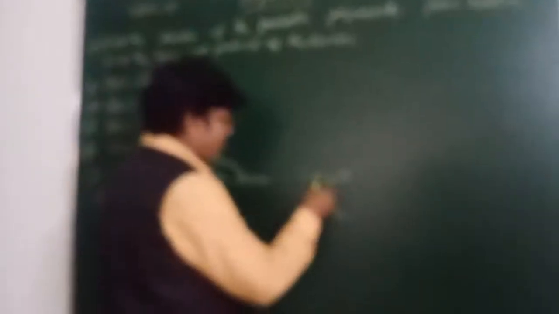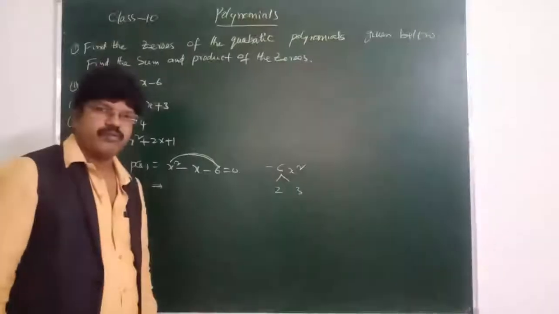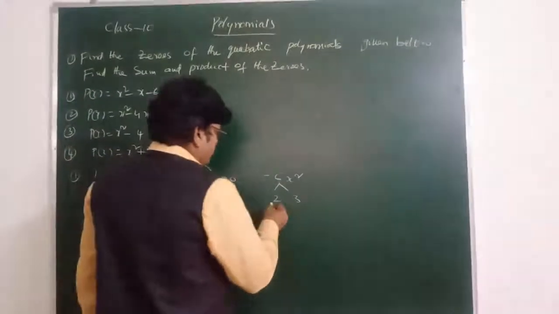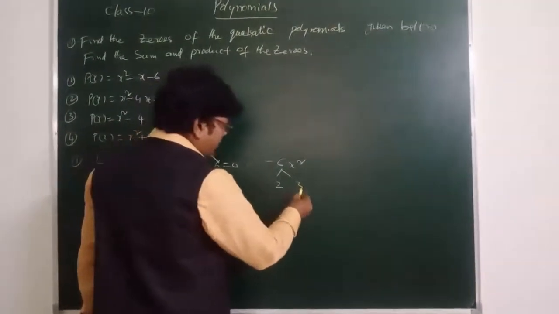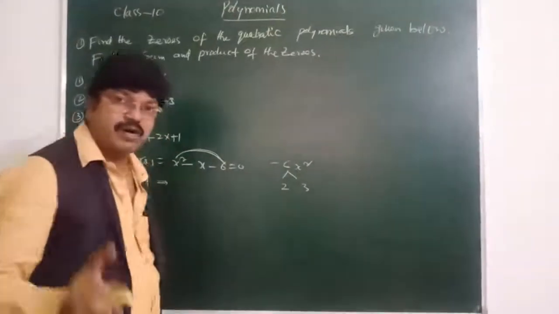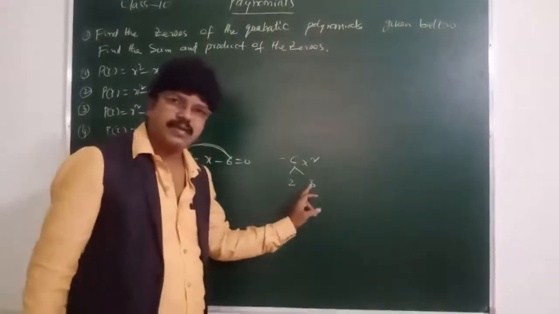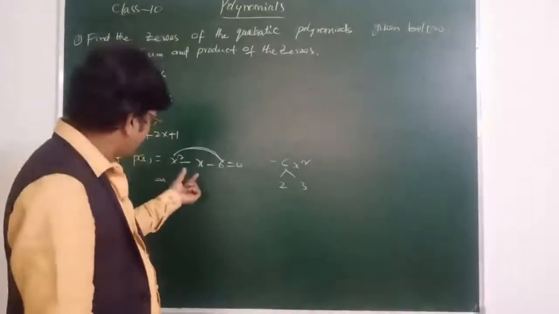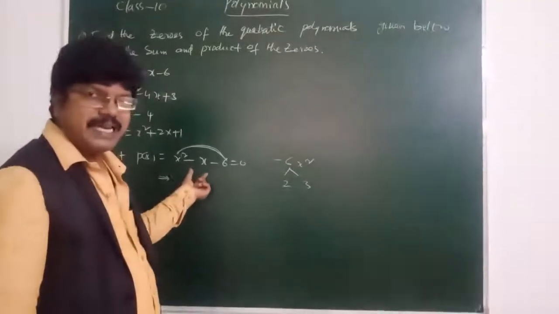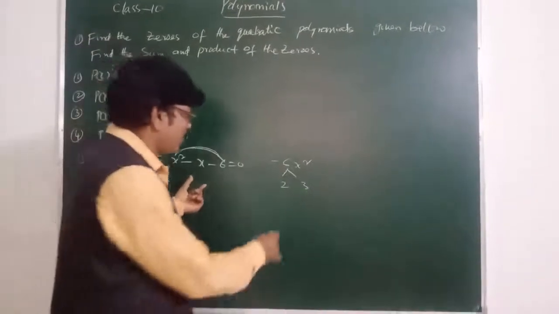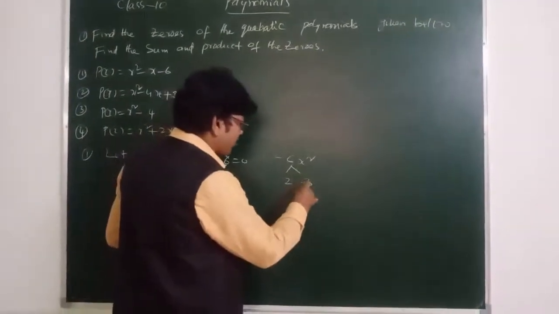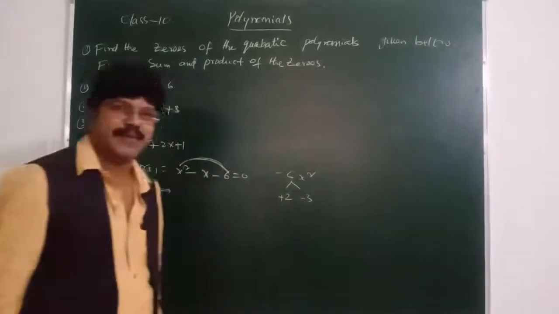So before taking those terms, we write minus 6 as 2 and 3. 2 threes are 6. But in the product, we want the sign minus. Minus 2 into 3, we will get minus 6, or else 2 into minus 3, we will get minus 6. But what is the sum we require? Minus x, a minus value. So we put minus before 3. This is plus 2 minus 3.